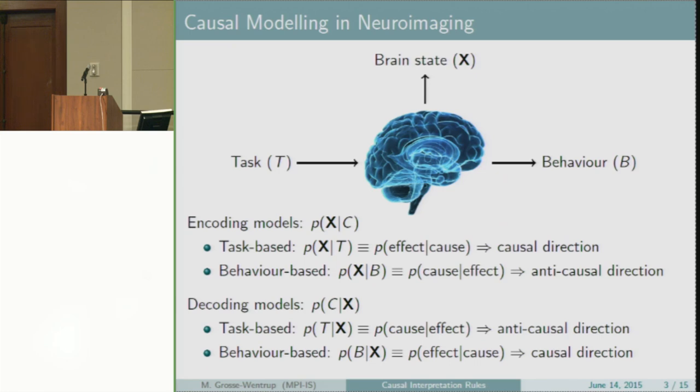And we need to take into account whether we're actually looking at tasks that we give to the subjects or behaviors that we measure from the subjects. And this has different implications for our causal interpretations that are supported by our data. Okay, so this is the first important take-home message.